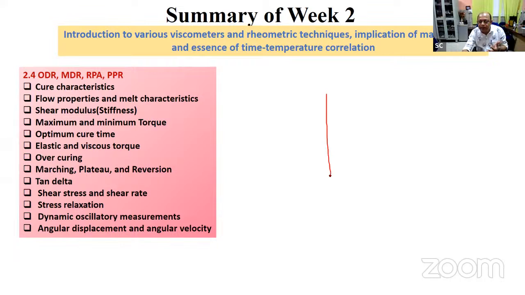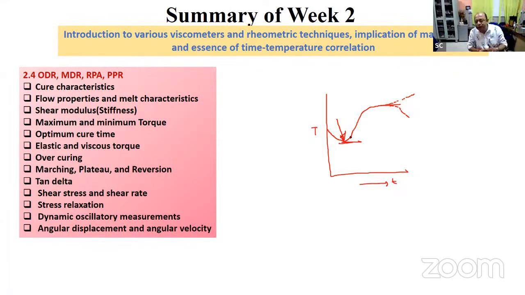say torque versus time, that's the information you get here. Okay. So if you heat it up, it goes to a minimum torque and then it cures and either remains flat, or goes to marching, or gives you a reversion when the degradation happens, basically. Okay. So this minimum viscosity signifies the ease of flow.